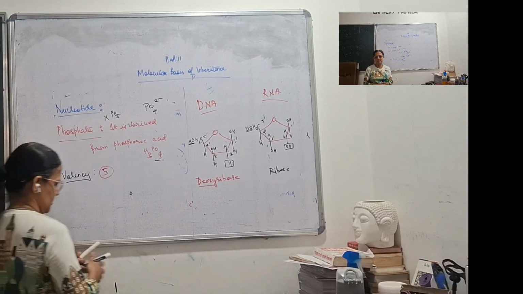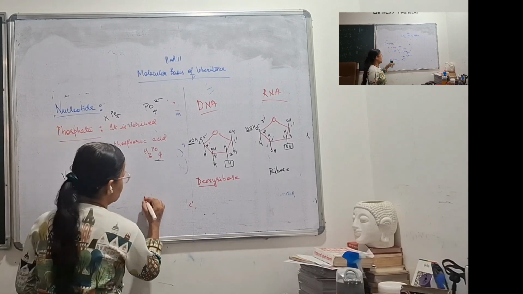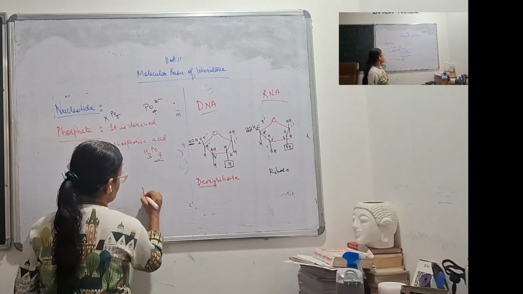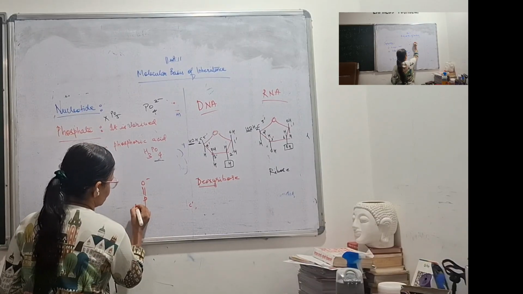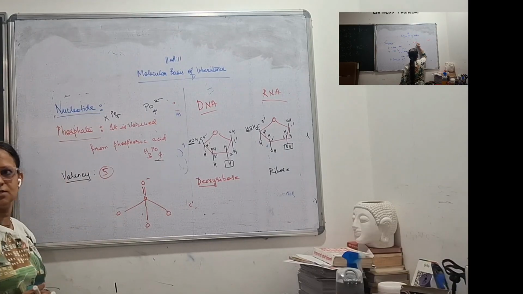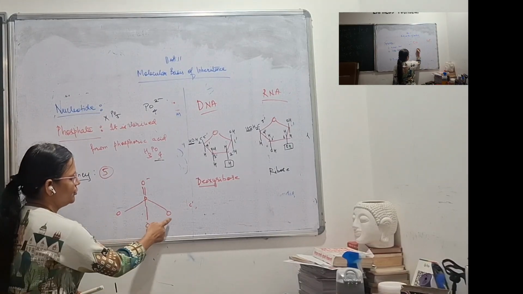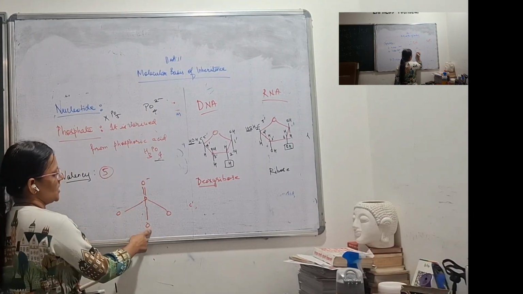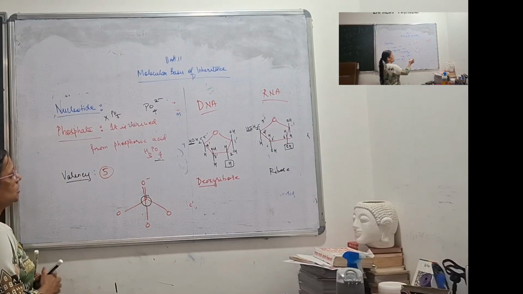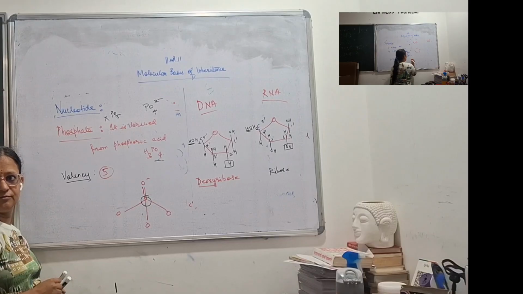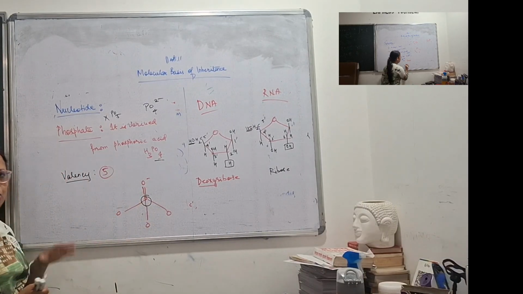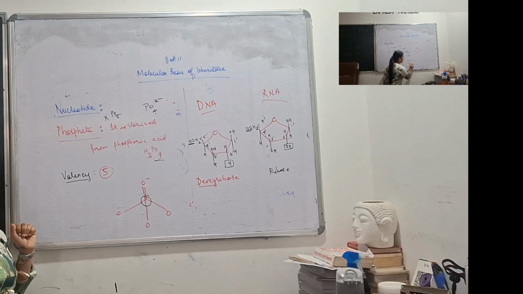So how will it bind? Say here in the center I am writing phosphorus and say like this. So 1, 2, 3, 4. So 4 oxygen atoms. Phosphorus is binding to 4 oxygen atoms, but there are 5 electrons, right? So 1, 2, 3, 4, 5. 5 bonds will be there, isn't it?